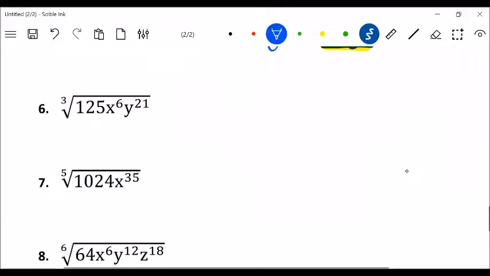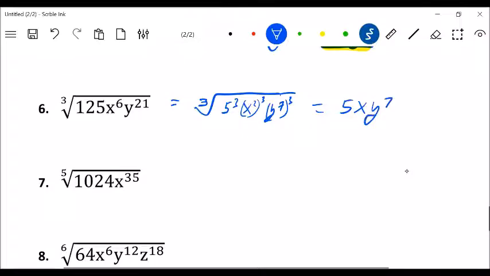Now for number 6, it is going to be the same concept, just different numbers. And 125 turns out to be 5 to the 3rd power. Then we have x squared to the 3rd power. 2 times 3 makes 6, yes. And then it's y to the 7th to the 3rd power, which means we end up with a 5, an x, and a y to the 7th.